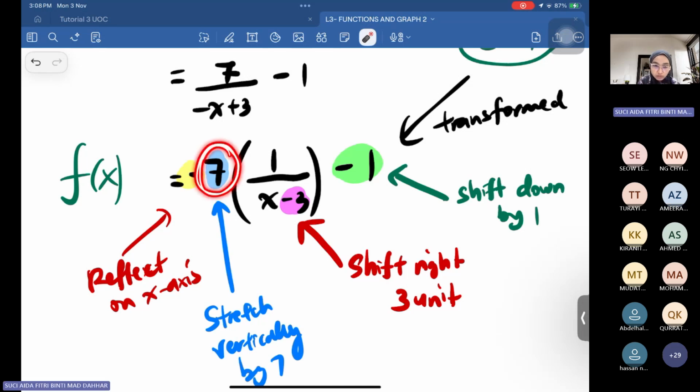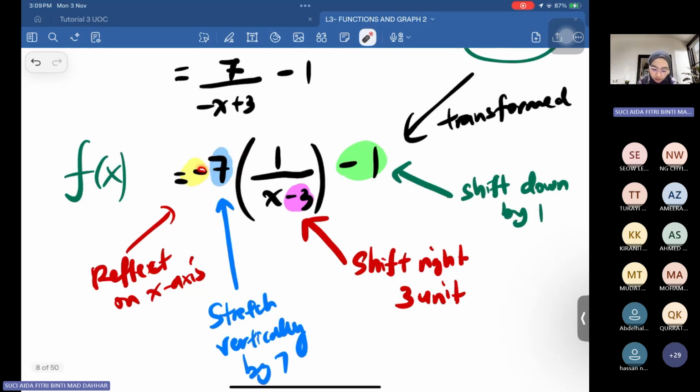Your scale factor, the scale multiple in the front, we are looking at the positive value. The negative has to do with the reflection. We dealt with the negative already, so we don't have to take another negative. If you do negative and then -7, that becomes +7 already. We don't have to deal with the negative number twice. I already dealt with this as reflection. That means that's done. So 7 is alone, not with the negative anymore.